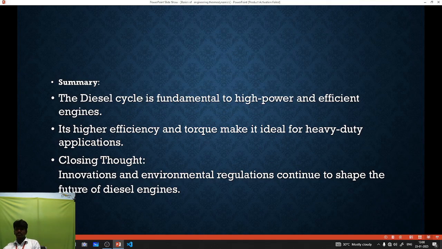The diesel cycle is fundamental to high power and efficient engines. Its higher efficiency and torque make it ideal for heavy duty applications. In closing, innovation and environmental regulations continue to shape the future of the diesel engine. These are the basics of engineering thermodynamics.